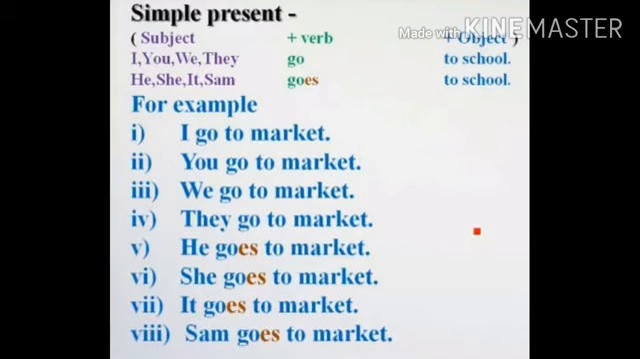Okay. So as we observed in the previous one, you can see here go and goes, how we are using them and how we are writing in the form of a sentence. So with I, we, you, they, we are writing go, and with he, she, it, we are writing goes. Means the plural form of the verb we are using here. Now see, when do we use them?